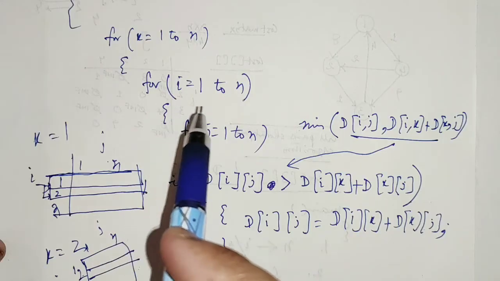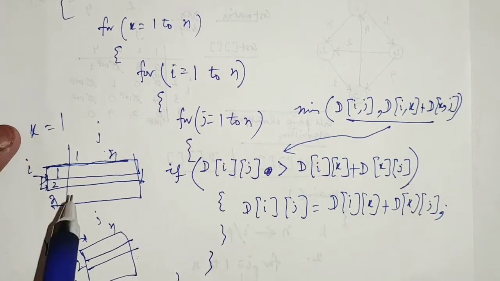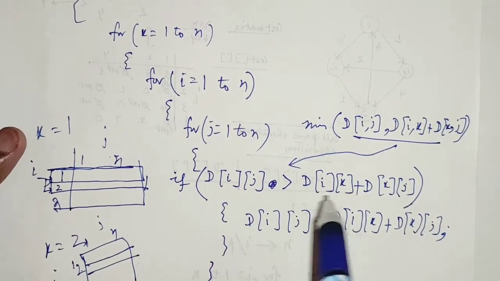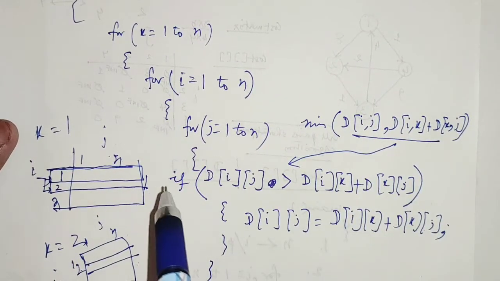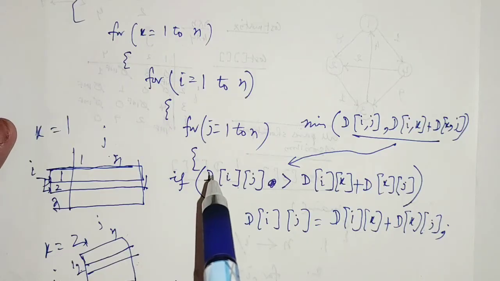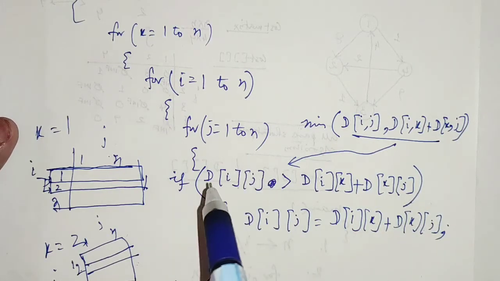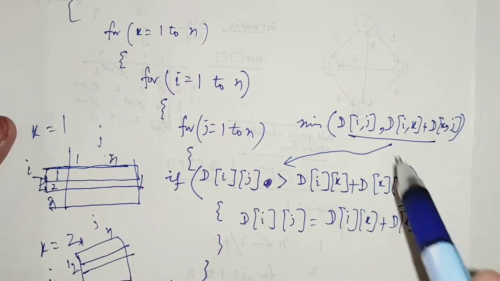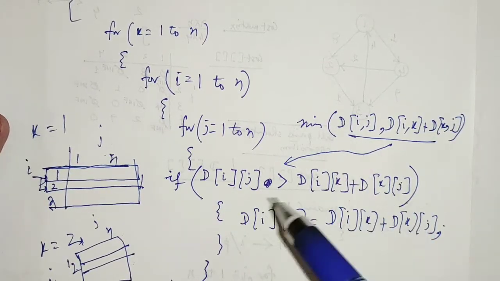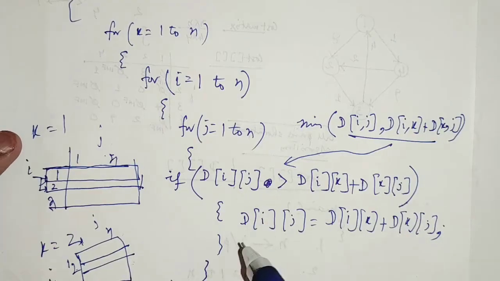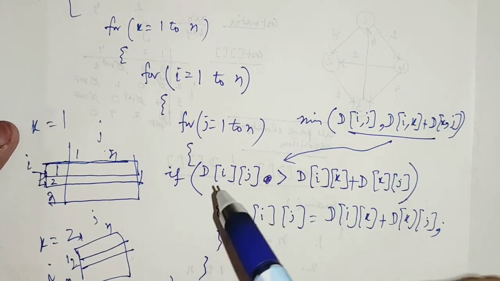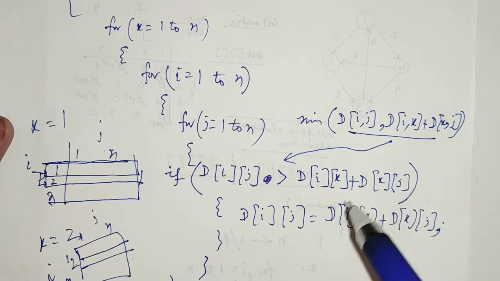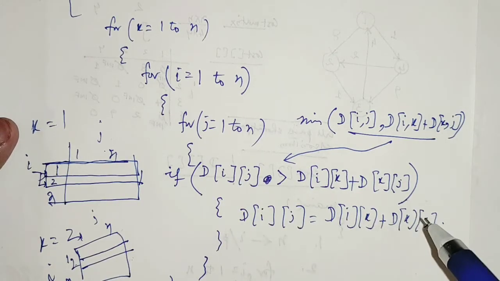Under I equals 1 to n you have to treat J equals 1 to n, because you have to treat the full matrix under each K value that I told. And the simple formula, minimum of something, means you have to convert this formula into a programming statement, like if this one is greater than this one. That means you are going to calculate the minimum between these two. So which one is the minimum? If the relationship is true, then d of ij is nothing but the summation d of ik plus d of kj.